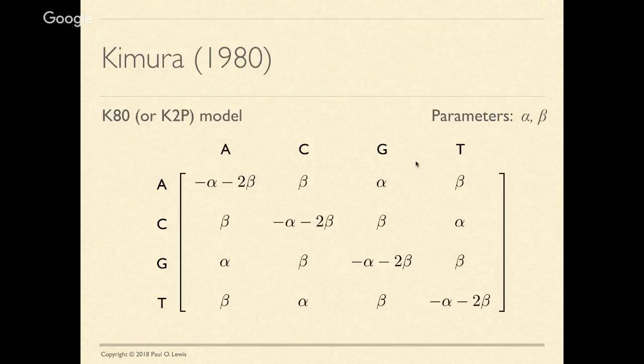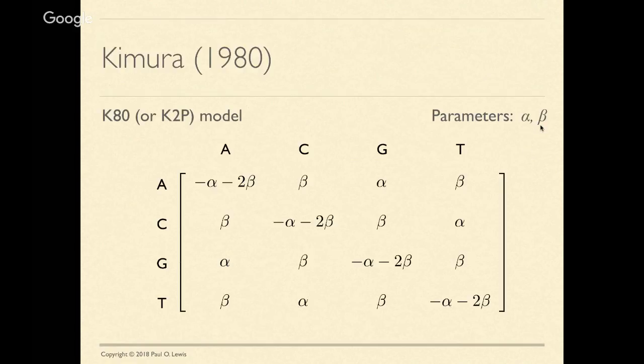So about 10 or 11 years after the Jukes Cantor model was introduced, Kimura introduced this model called the K80 or the K2P model. It's called the K2P model sometimes because it has two parameters rather than one. So the two unknowns in this rate matrix are alpha and beta. If you were to put actual numbers in for alpha and beta, you would get actual numbers in all 16 elements of the rate matrix.